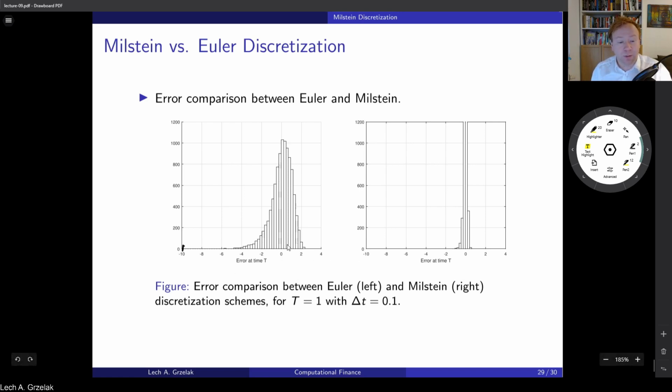I kept the range the same, minus 10 to 4, minus 10 to 4. You can see that with the Euler discretization, the error is much higher. For Milstein, it is concentrated from, let's say, minus 1.5 to half or 1. Here we have error still from minus 6 to 2.5 or so. So there is a big difference. Of course, the Milstein scheme is not always applicable, so keep that in mind.